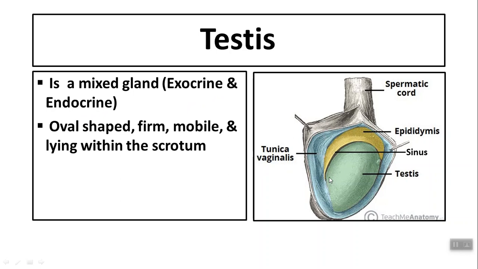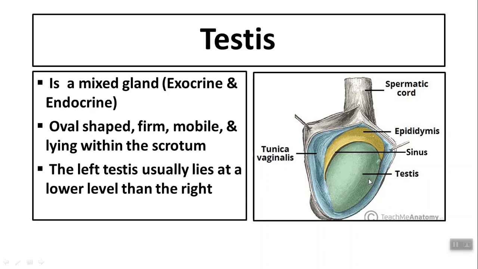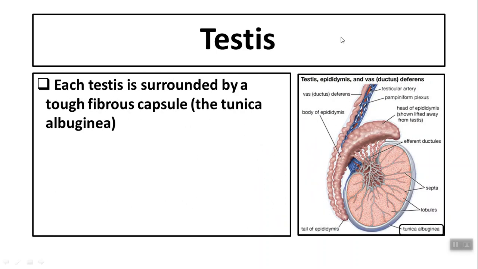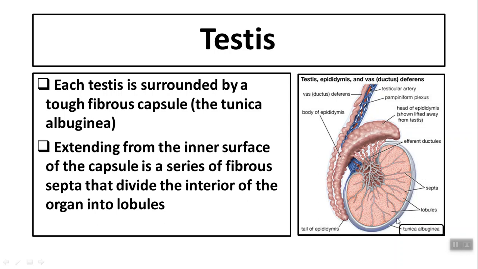It is oval in shape, firm, mobile, and lying within the scrotum. Usually the left testis lies at a lower level than the right one. Each testis is surrounded by a tough fibrous capsule called the tunica albuginea. Tunica albuginea in Arabic means المغلالة البيضاء. From the inner surface of this capsule, which is the tunica albuginea, there is a series of fibrous septa, يعني حواجز, that divide the interior of the organ into lobules.